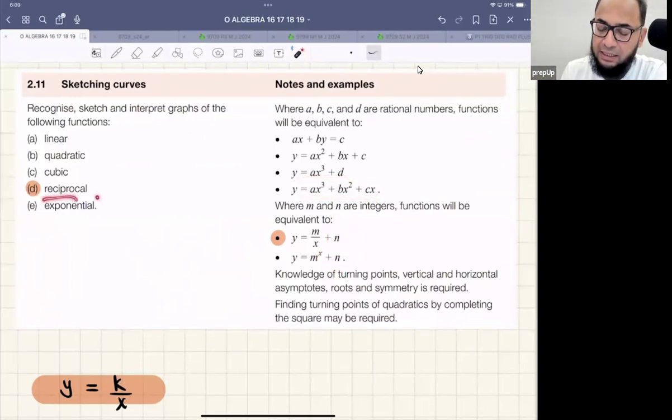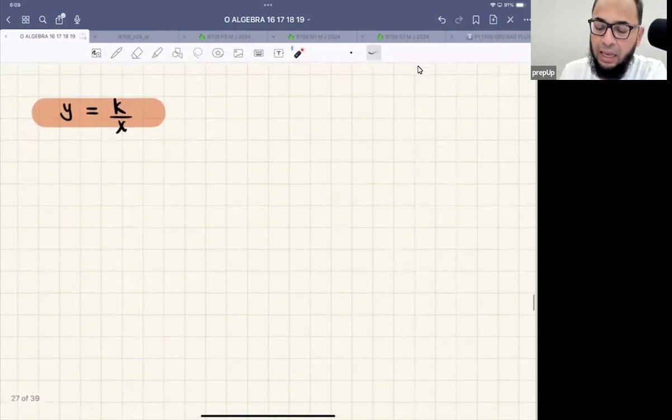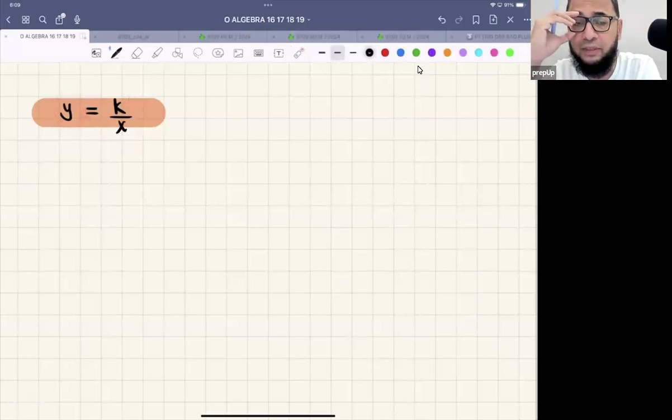So now the agenda for today is reciprocal and then some past paper questions. For reciprocal, it's of this format: y is equal to m over x plus n, where m and n are integers. Functions will be equivalent to this form. So y is equal to k over x. Actually, there are two functions of this type: the reciprocal square and the simple reciprocal.